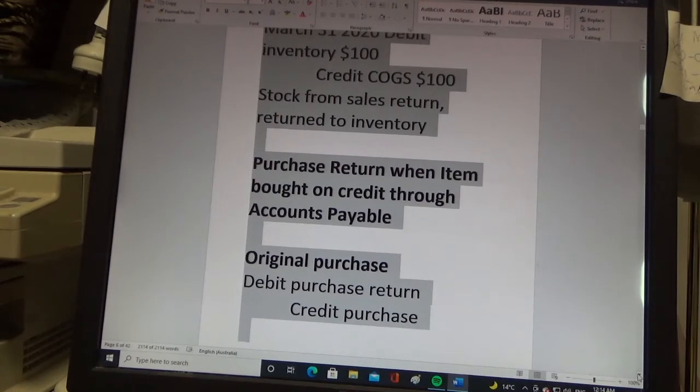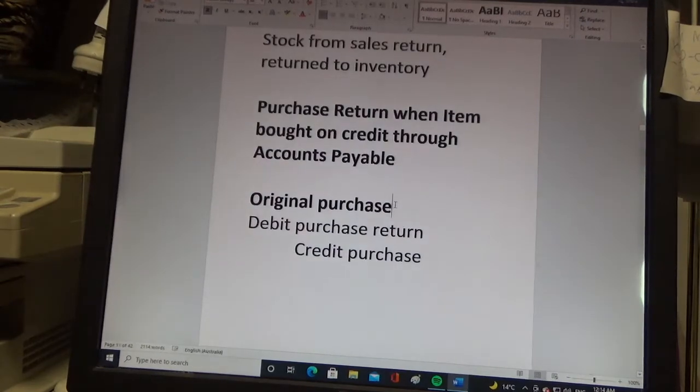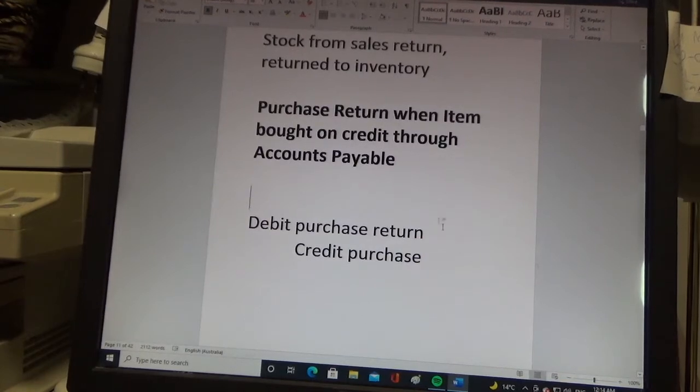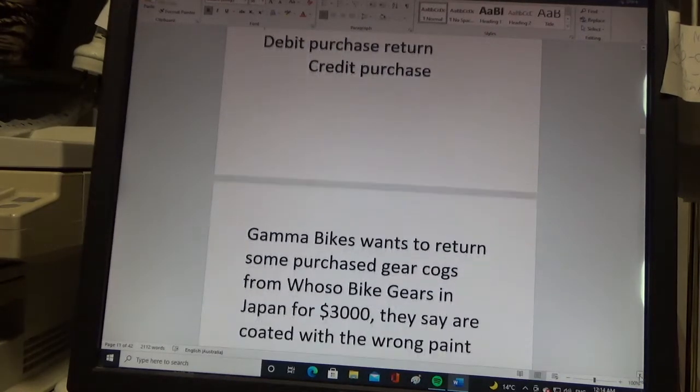Now, no, that's not original purchase. I'll have to delete that. This is the purchase return. So you debit the purchase return and you credit the purchase in general terms.